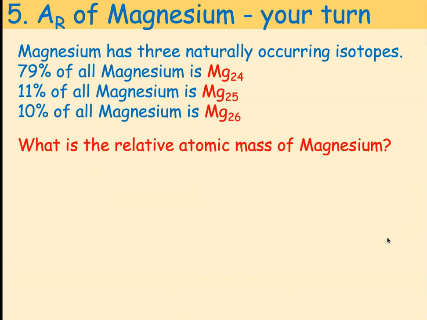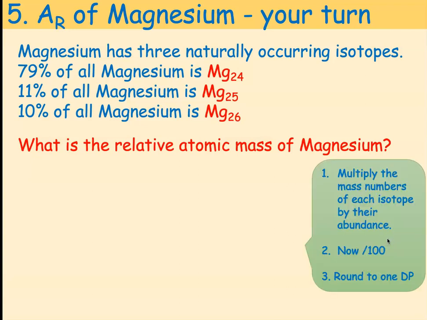Okay, this one is slightly more difficult because it involves 3 isotopes. So magnesium has 3 naturally occurring isotopes. 79% of all magnesium is magnesium-24. 11% of all magnesium is magnesium-25. 10% of all magnesium is magnesium-26. What is the relative atomic mass of magnesium? So here's your instructions. Pause the video and have a go at this one.